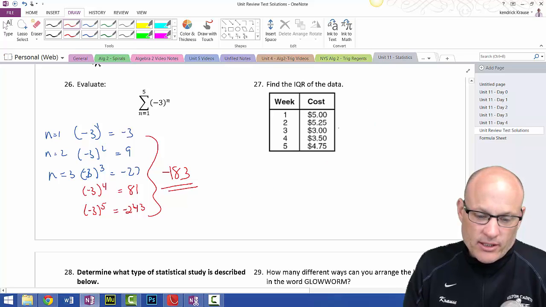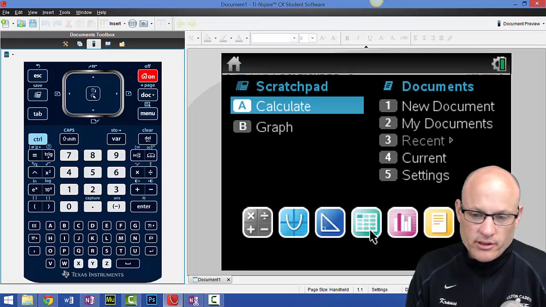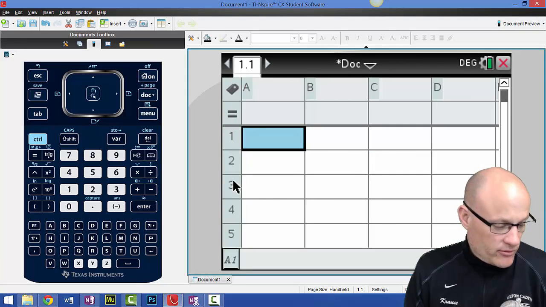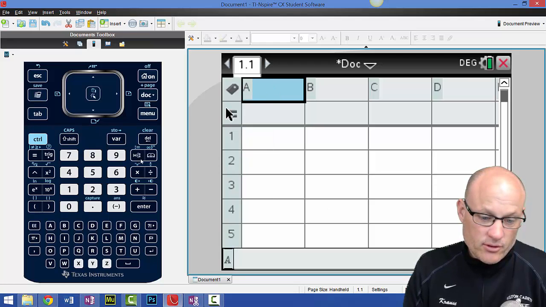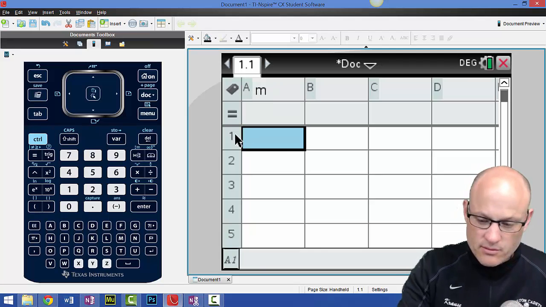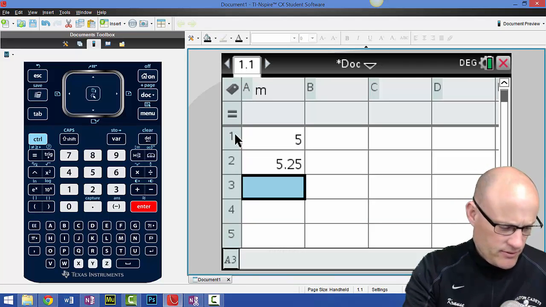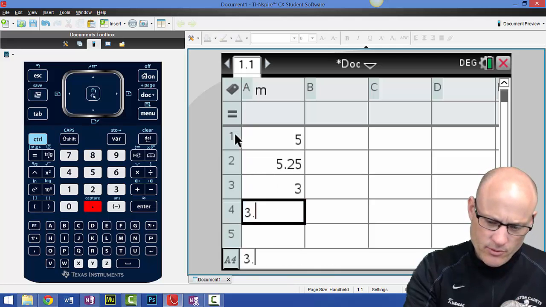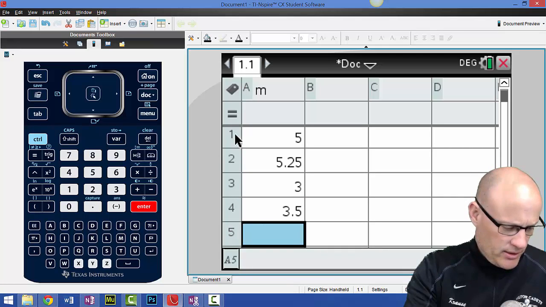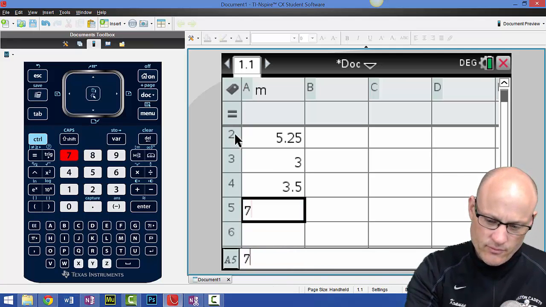IQR for this data. Well, I could just type this data in. I was curious what this would look like if I just typed this in. I don't want anybody else's stuff in there. We'll call this M for money. And we go 5, 5.25, 3, 3.5, and 4.75.